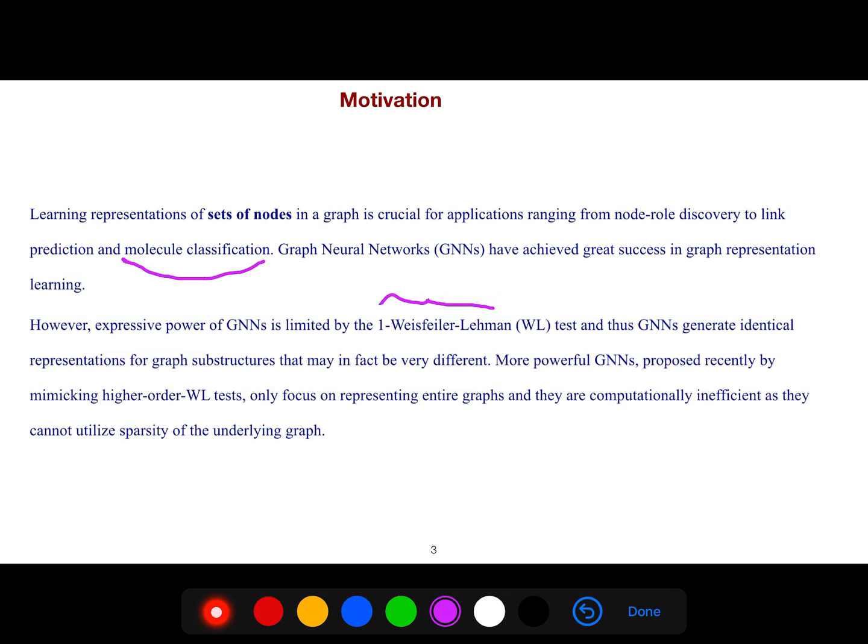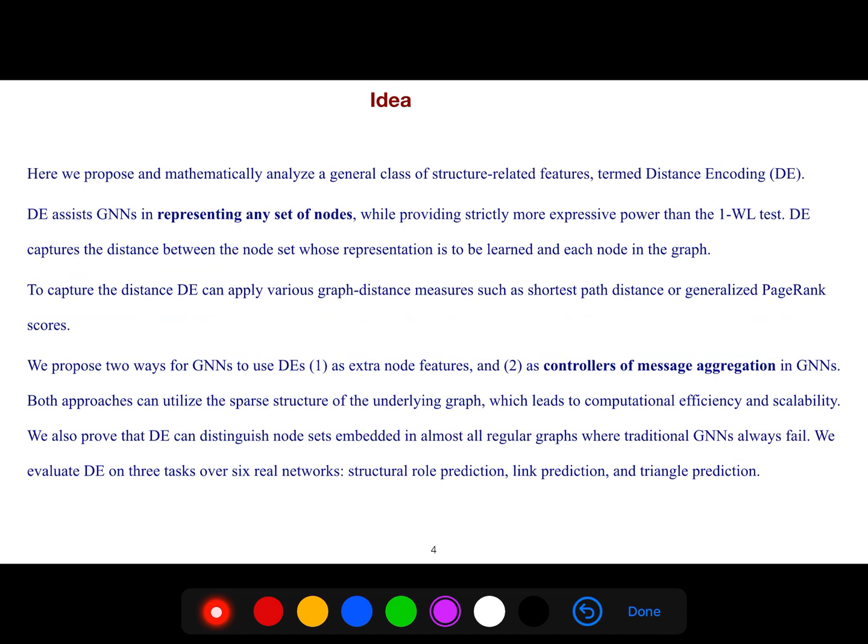More powerful GNNs proposed recently by mimicking higher-order WL tests only focus on representing entire graphs, and they are computationally inefficient as they cannot utilize the sparsity of the underlying graph. Here we propose and mathematically analyze a general class of structure-related features termed distance encoding. Distance encoding assists GNNs in representing any sets of nodes while providing strictly more expressive power than the one-WL test. It captures the distance between the node set whose representation is to be learned and each node in the graph. To capture the distance, distance encoding can apply various graph distance measures such as shortest path distance or generalized PageRank scores.